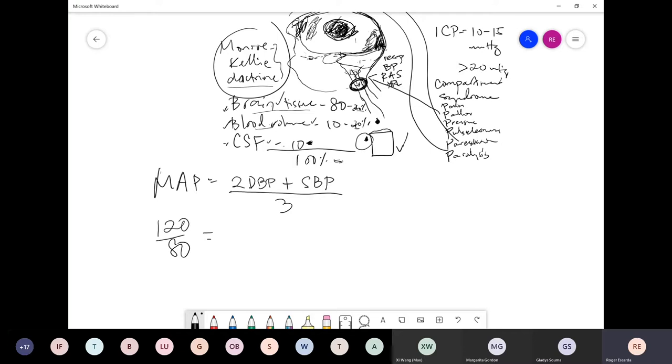280 divided by 3 is 93.33. Okay, so let's just say 93. And now we have CPP, which is MAP minus ICP.